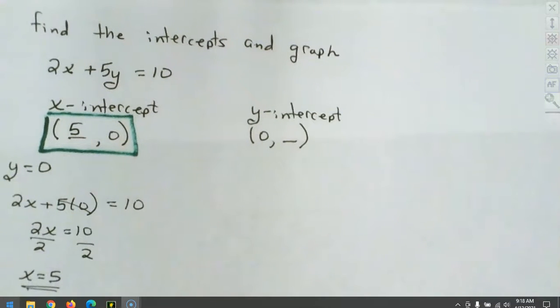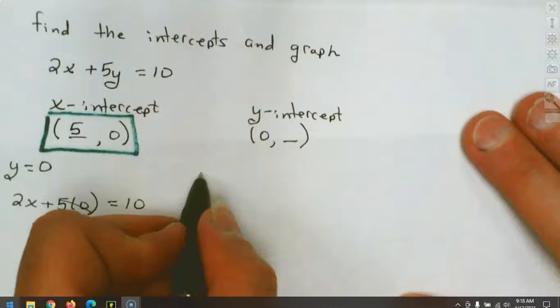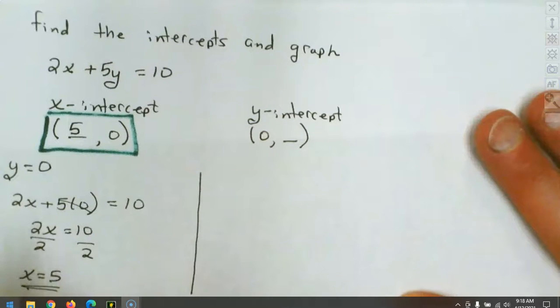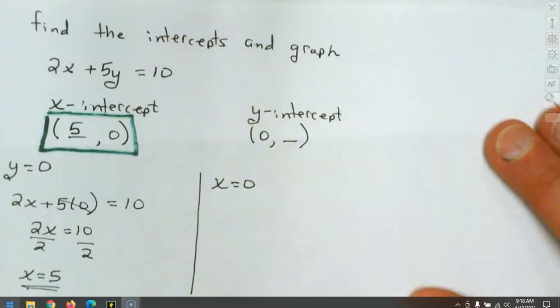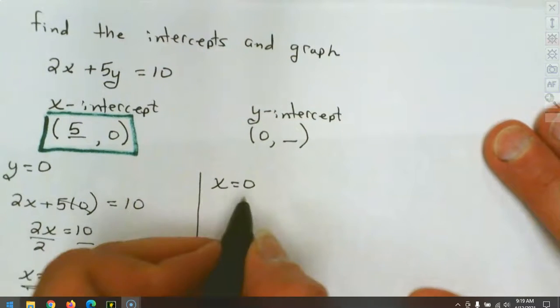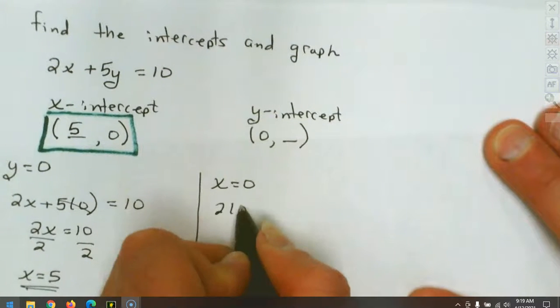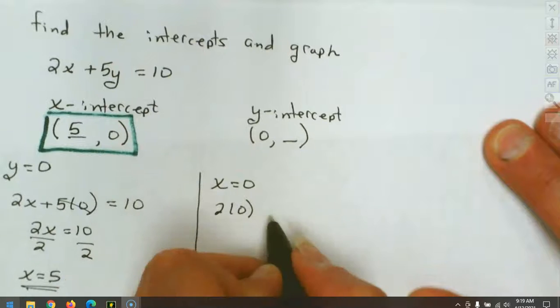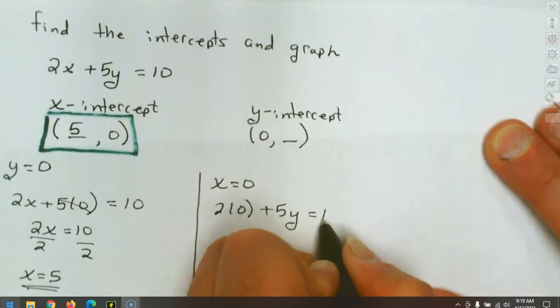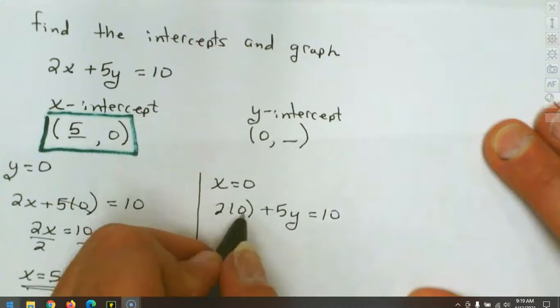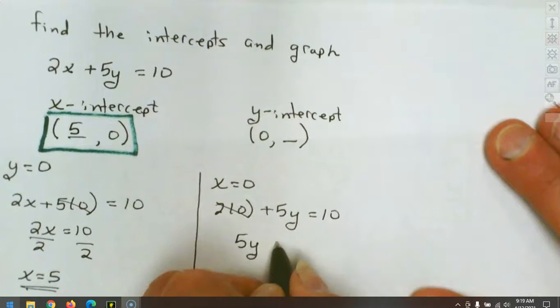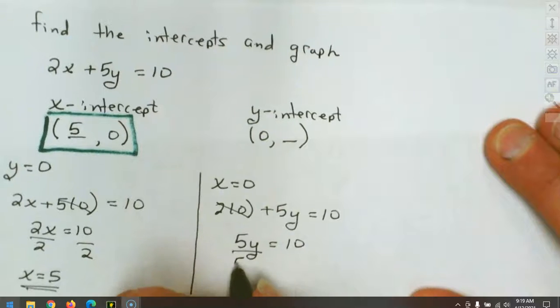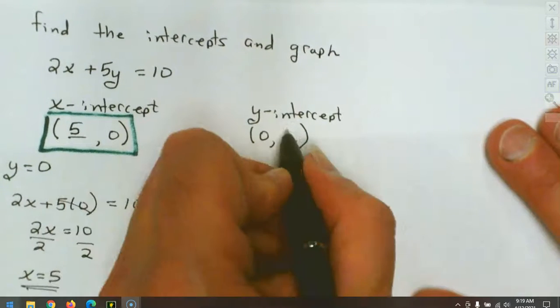What about the other one? Repeat the process. For the other one, we're going to plug in x equals 0 for your y-intercept. And if I plug in x equals 0, then that's 2 times 0 plus 5y equals 10. Well, we know 2 times 0 again, that's 0 and that's gone. So now we've got 5y equals 10. Divide by your 5. And that leaves me with y equals 2.